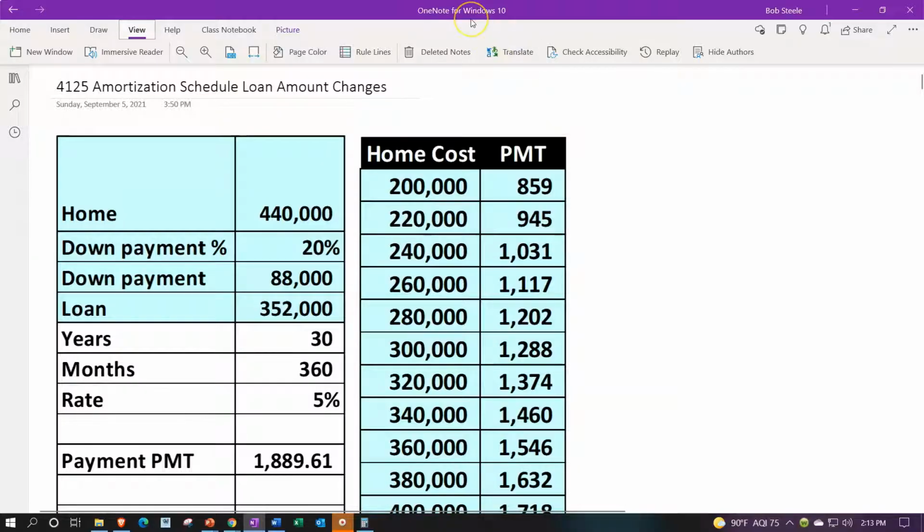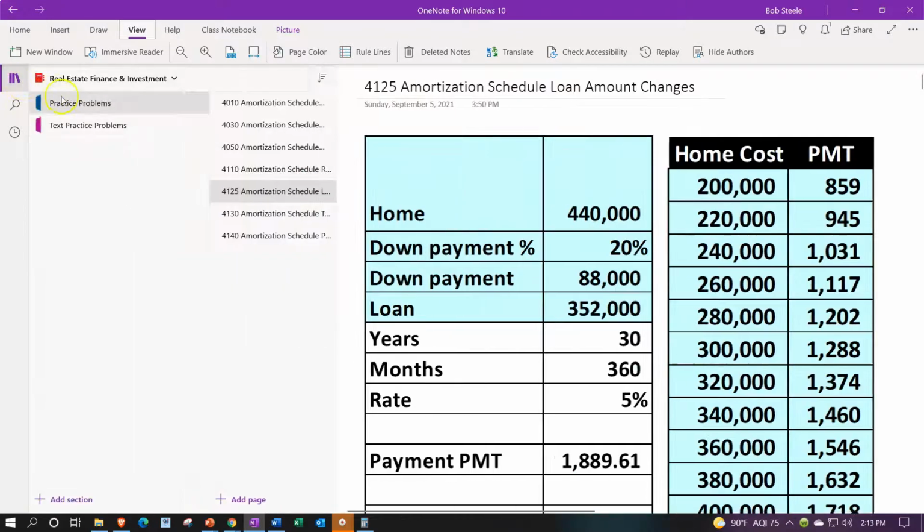Here we are in OneNote. If you have access to OneNote and would like to follow along, you're not required to, but if you would like to, we're in the icon on the left-hand side. We're in the Practice Problems tab. We're in the 4125 Amortization Schedule Loan Amount Changes tab.